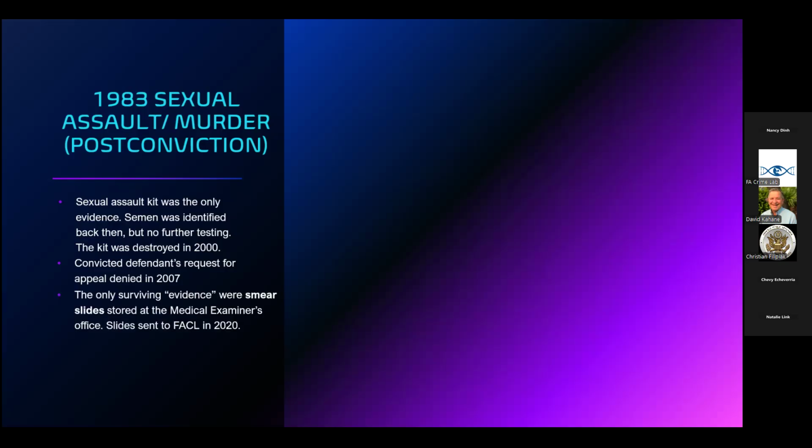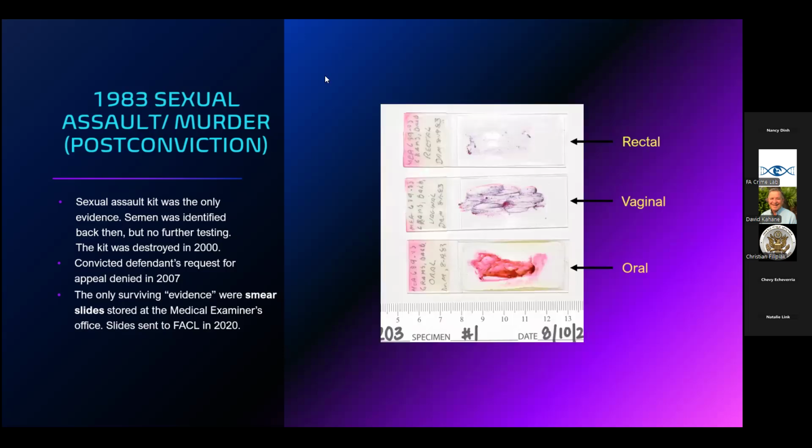So in 2020, those slides came to FACL for testing. Here are the smear slides. We have the rectal, vaginal, and oral smear slides. Sometimes they come unstained, like just a completely clear slide, and then I have to go and stain them. And then sometimes, like in this case, they come with the staining already on it, so I didn't need to. Staining just makes it easier for us to make out cells when we're looking at it under the microscope, so we can look to see if there are sperm cells or whatever other types of cells there could be.